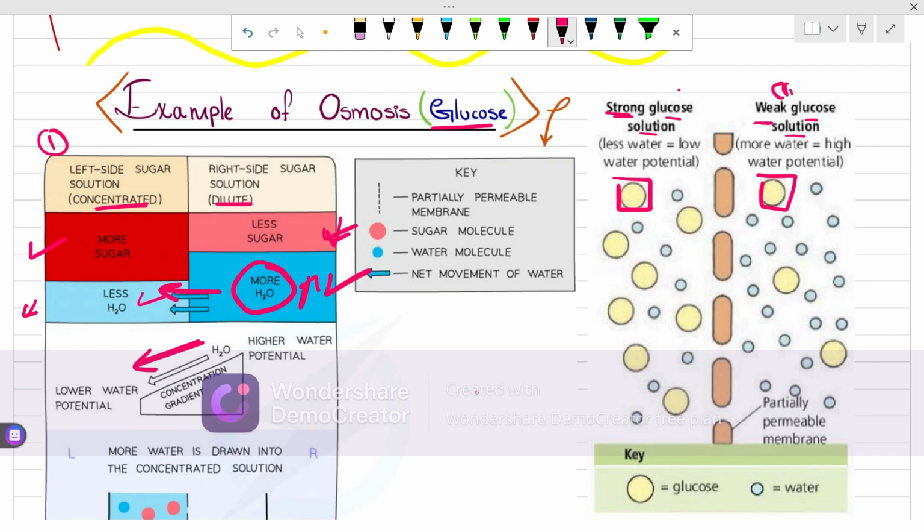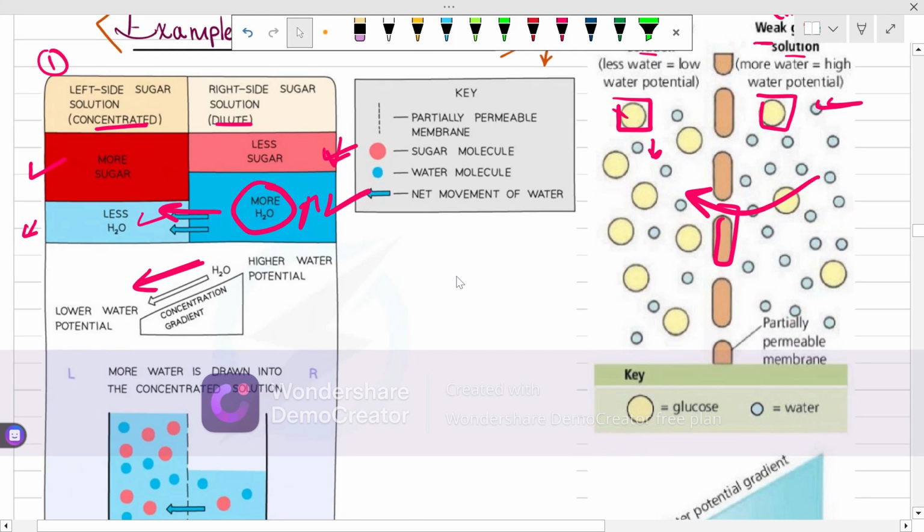This is dilute. So we have a high number of water molecules, so high water potential. If this is concentrated, we have a high number of solute particles and a low number of water molecules, so low water potential. So water will move through the partially permeable membrane from high water potential to low water potential, down the water potential gradient.